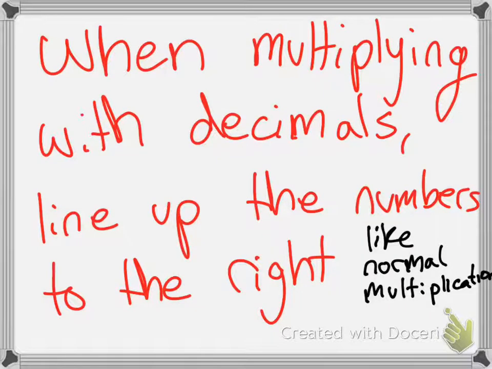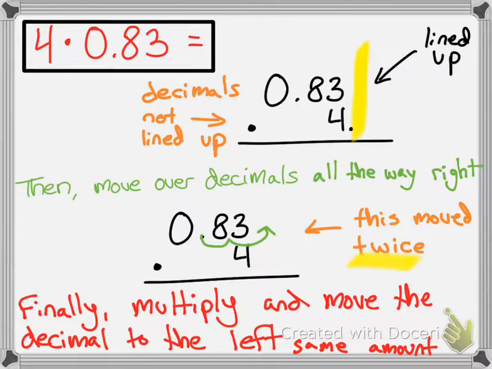So we already know how to do repeated addition. We already know how to add decimals. But here's how we multiply with decimals. When multiplying with decimals, you're just going to line up all the numbers to the right, just like with normal multiplication. I'm going to show you an example. If I had 4 times 83 hundredths, I line them all up to the right, just like we would do with normal multiplication. Then, here's the next step.